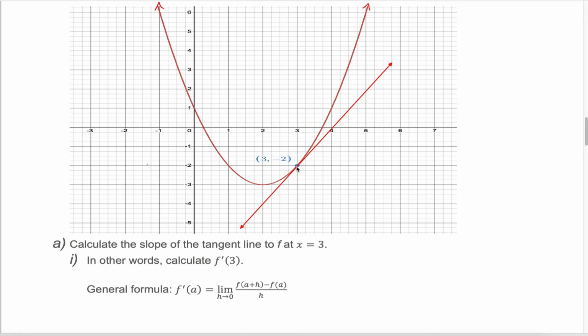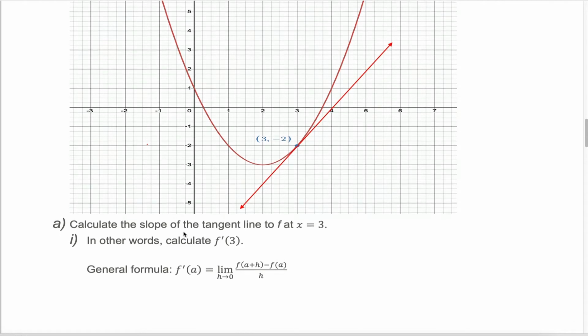You don't need to actually draw that tangent line. Going forward, we won't even really consider the graphs and we won't need the tangent line. But just so you can tie this together, here's a picture of what we're doing. The first thing you need to know is to calculate the slope of the tangent line to f at x equals 3. What you will be asked is to calculate f prime of 3. It means the exact same thing. It's just in math, we usually don't like writing out sentences like this. We want to capture all the information in as much of a condensed form as possible. Calculate f prime of 3.